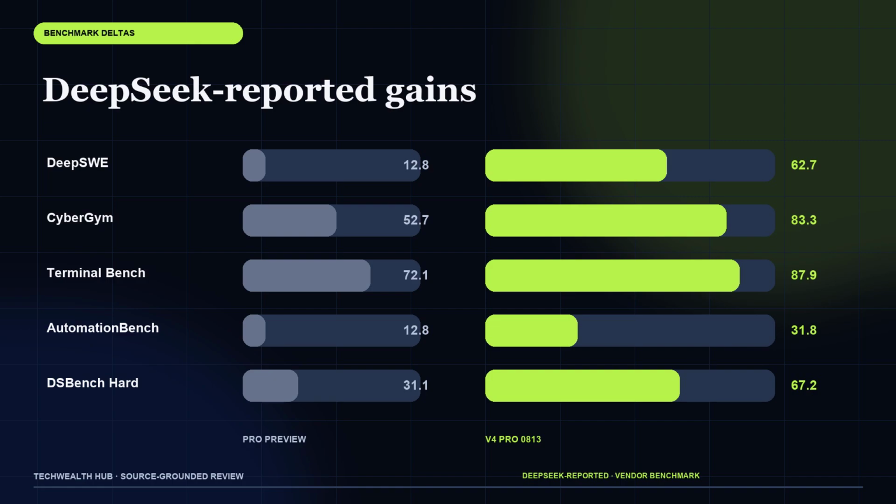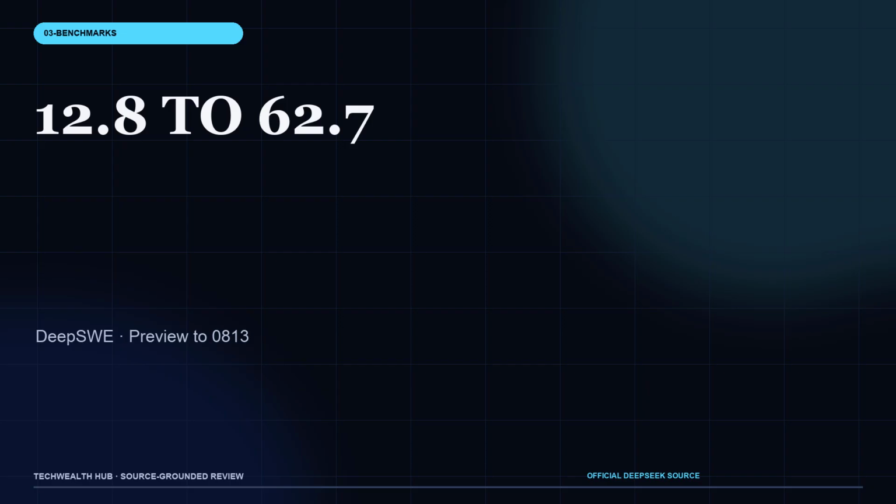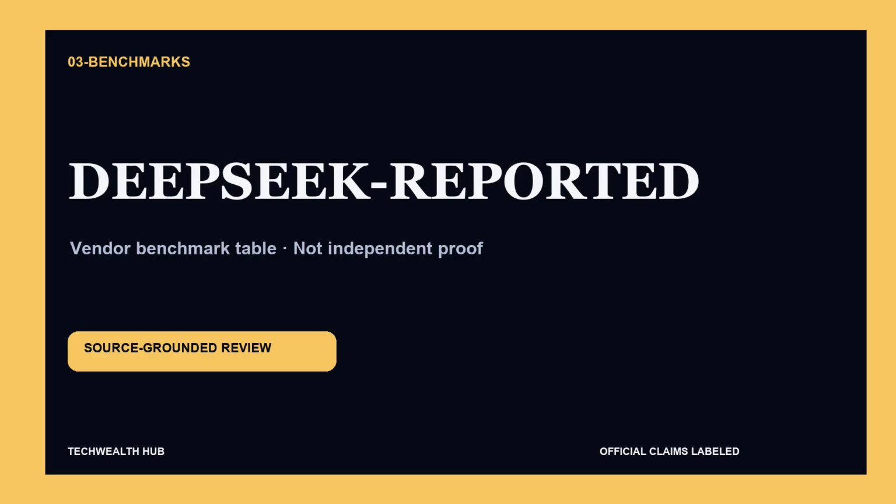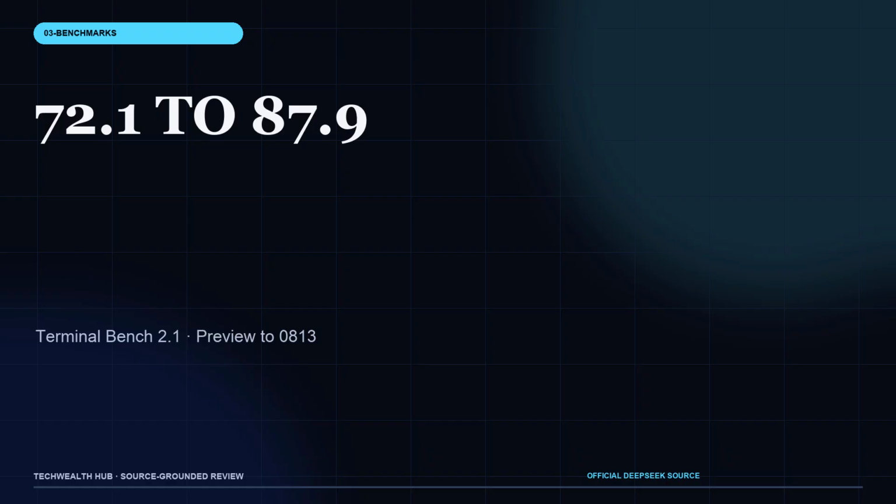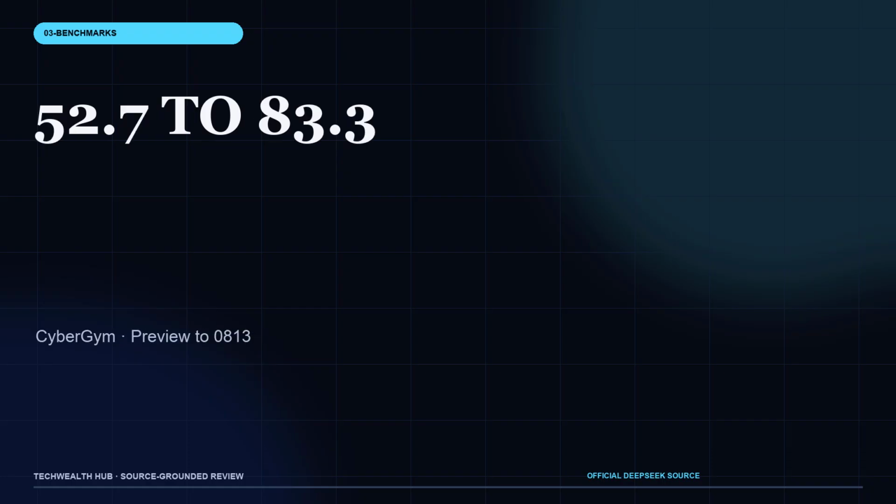DeepSW rises from 12.8 to 62.7. CyberGym moves from 52.7 to 83.3. Terminal Bench 2.1 goes from 72.1 to 87.9. Automation Bench increases from 12.8 to 31.8, while DS Bench Hard rises from 31.1 to 67.2. Those are meaningful deltas inside DeepSeek's test harness. They are not an independent ranking.